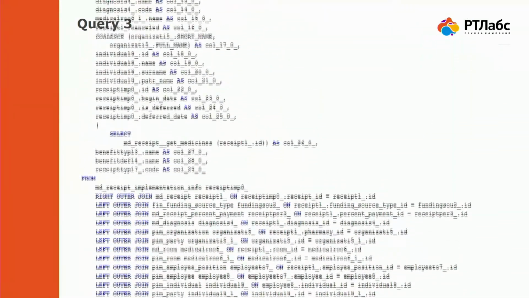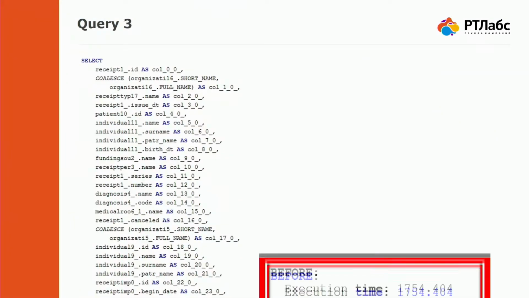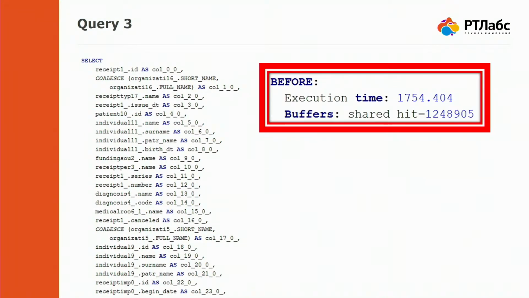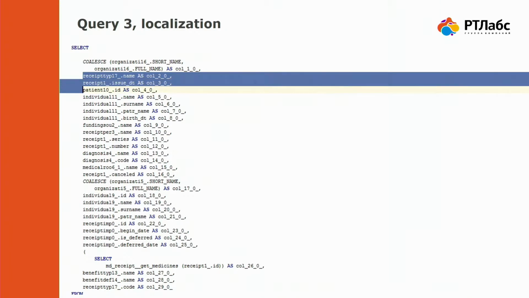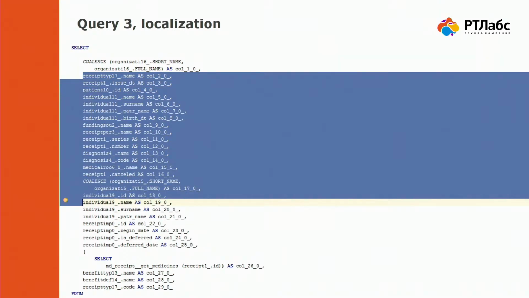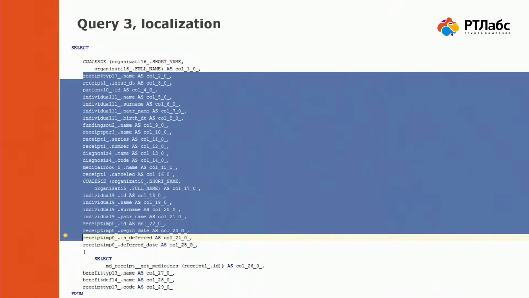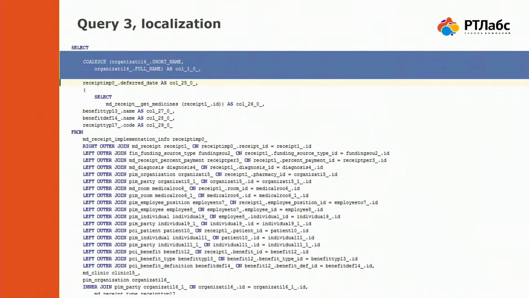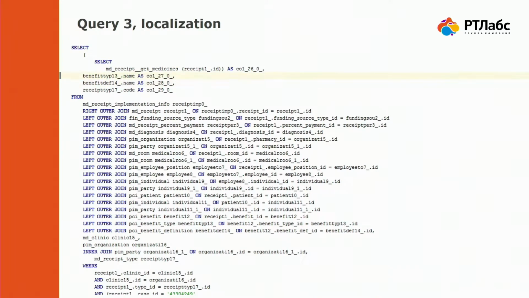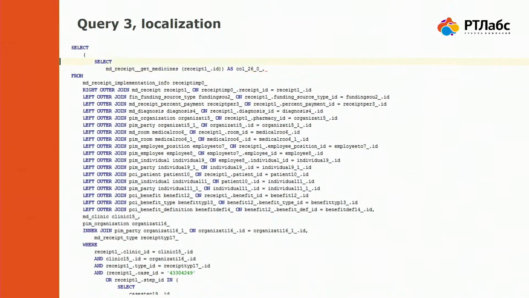Query number 3 is also a part of the top report from PG Badger related to the time of execution. It's very frequent, and it is executed for almost 2 seconds, and it uses memory. It is generated by the ORM Hibernate. ORM queries are not read very well due to aliases and due to many lines.